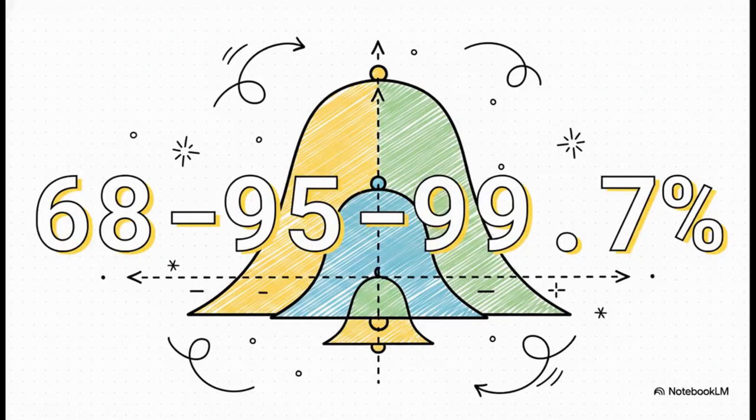Let's see how this all builds into the famous empirical rule. If your histogram shows a perfectly bell-shaped, normal distribution, this rule is pure magic. Ready? Exactly 68% of your data will fall within one standard deviation of the mean. 95% will fall within two standard deviations, and 99.7% will fall within three. You definitely need to memorize those three numbers for test day: 68, 95, 99.7.